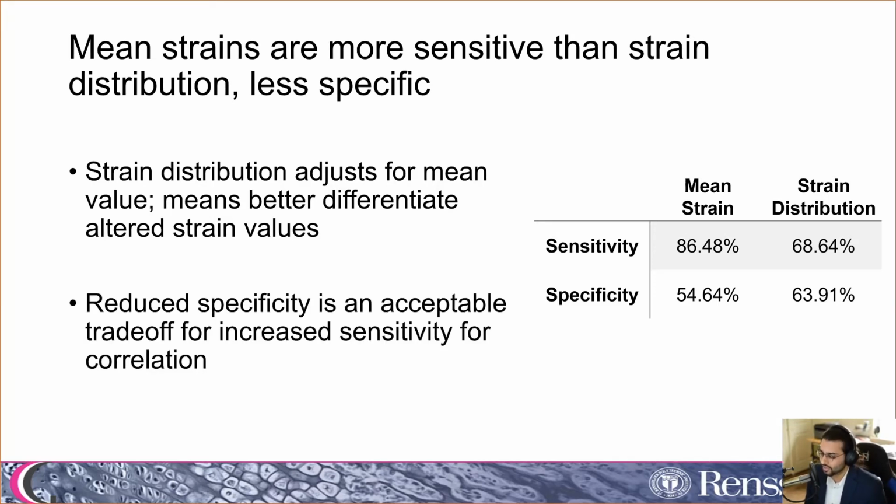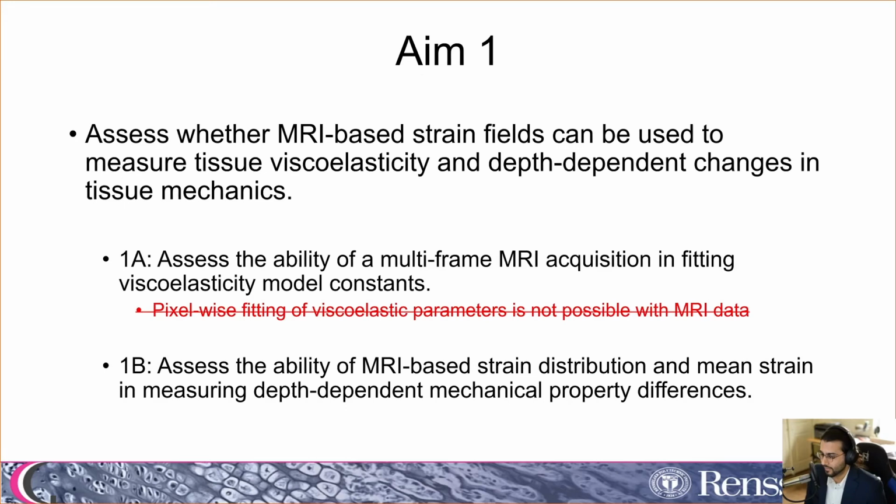So we find that this reduced specificity in the mean strain is actually acceptable, because ultimately what we want to do is perform a correlation. That gives us our answer. Can we assess strain distribution and mean strain in evaluating mechanical property differences? Yes, mean strain is more sensitive than strain distribution.